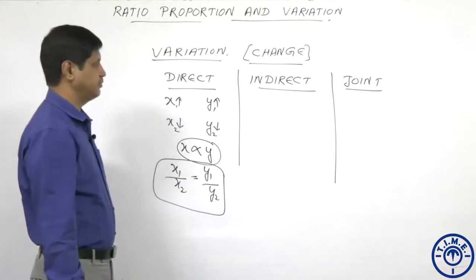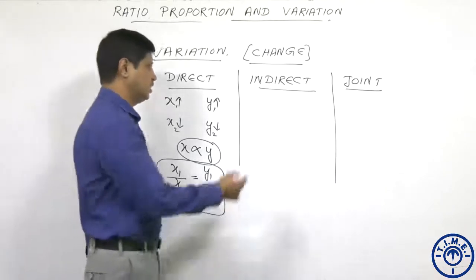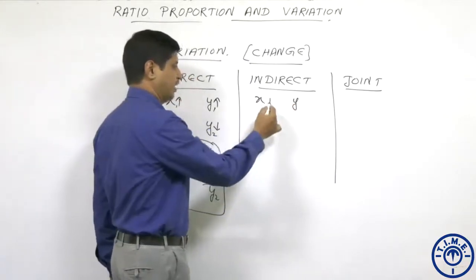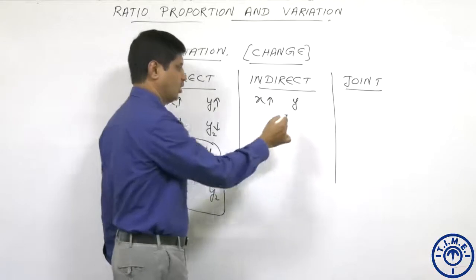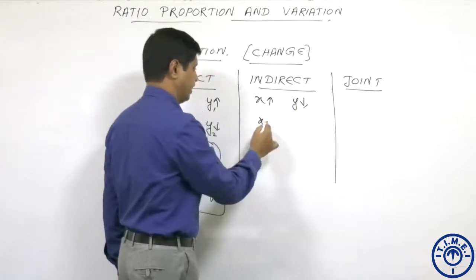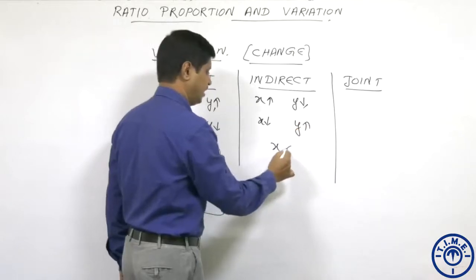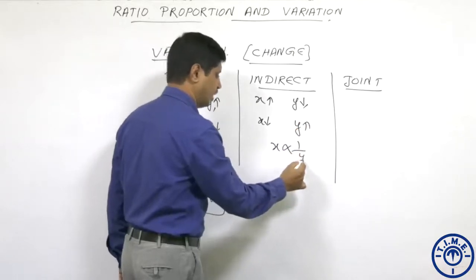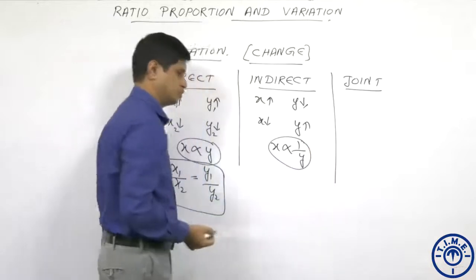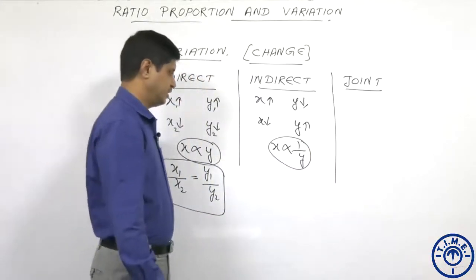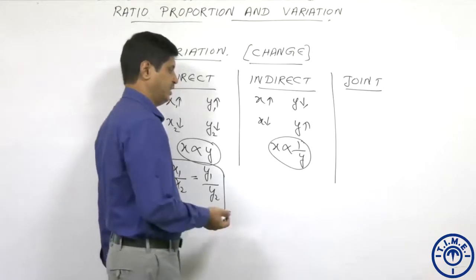Similarly, indirect variation. Indirect variation means, using the same variables x and y, when the value of x increases, y decreases. When x decreases, the value of y increases. Means x and y are inversely proportional. When x increases, y decreases. When x decreases, y increases.